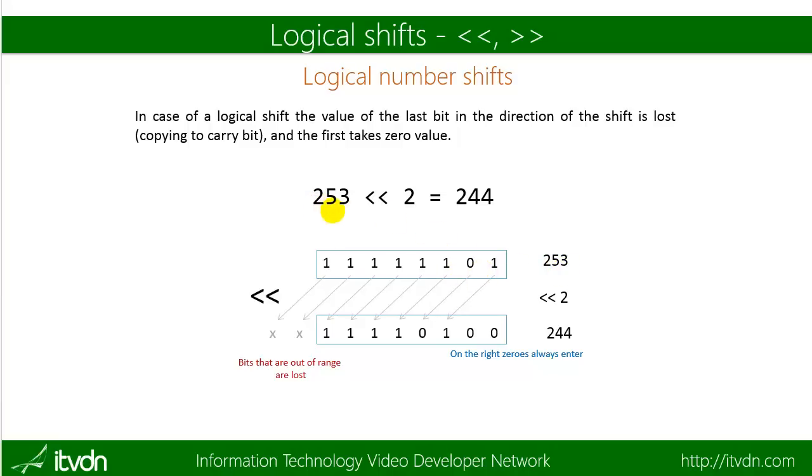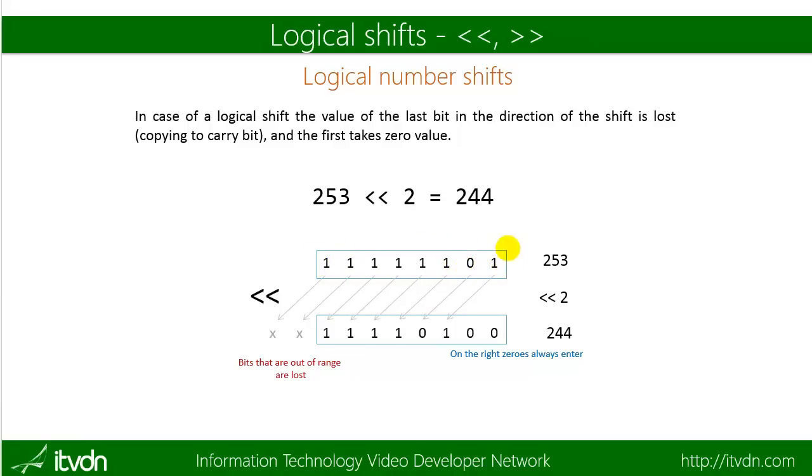If you move 253 two steps to the left, that's a left shift of 2 steps, you're going to get 244, but that's not possible. How? Well, in binary format it's very possible, and I'll show you how. This is what happens. Here, you're going to lose some numbers. Why? Because you have 253.